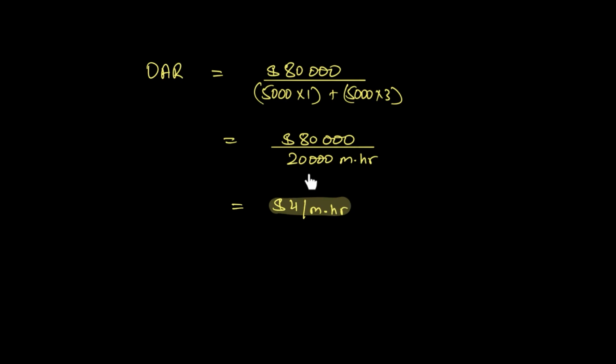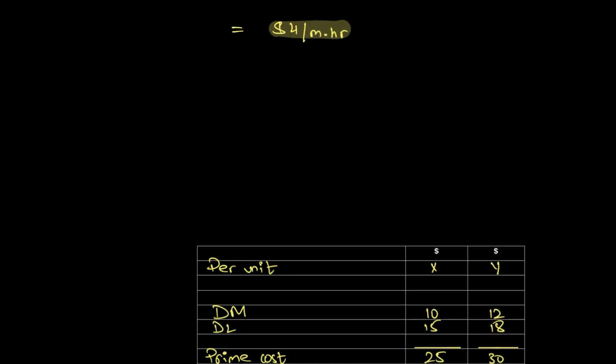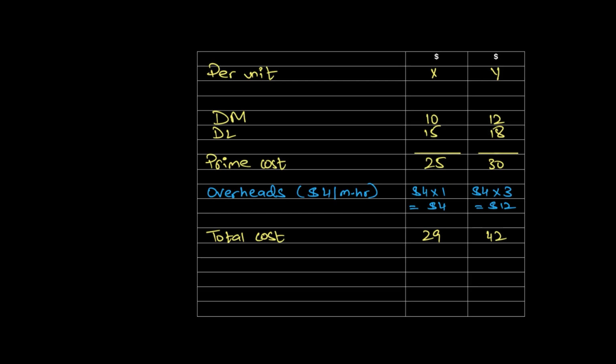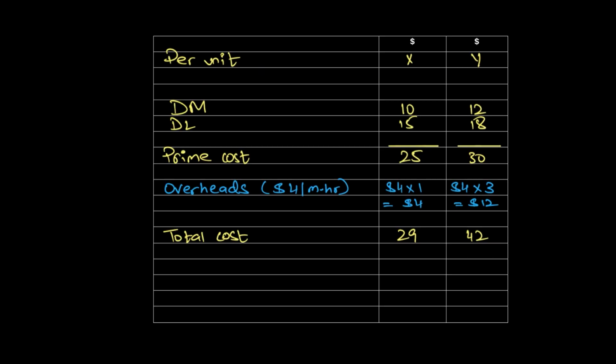Now, using this, how do we calculate the indirect cost and the total cost? So let me show you a simple statement I've drawn. While making a cost statement for X and Y, we know their direct cost, right? So X required $10 per unit for material, $15 as labor. So the prime cost, which is the total of the direct cost, is $25 for X, whereas Y required $12 as material, $18 as labor. So $30 is the prime cost. Remember, this cost is already available.